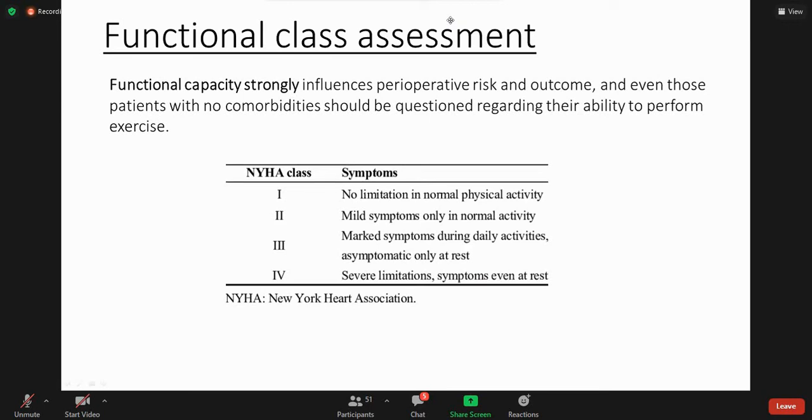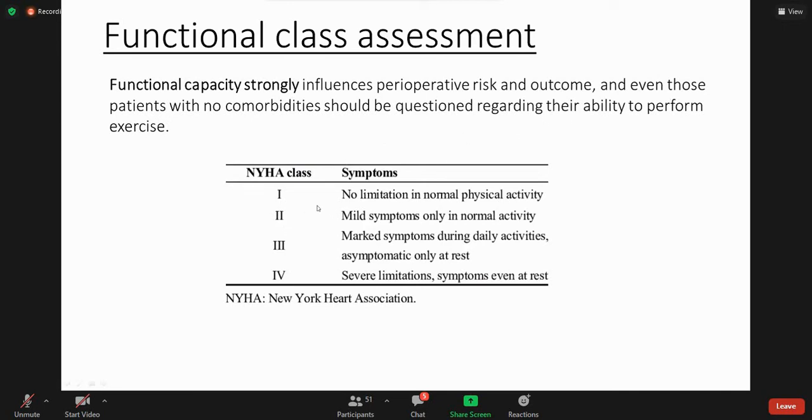Basically, yes, stamina. If there is a lack of ability to climb any kind of stair or any kind of height, this patient has some limitation of the physical activity. So the New York Heart Association NYHA classification has been proposed for this purpose. What does it suggest? It suggests the perioperative risk of the patient for the surgery and its outcome.